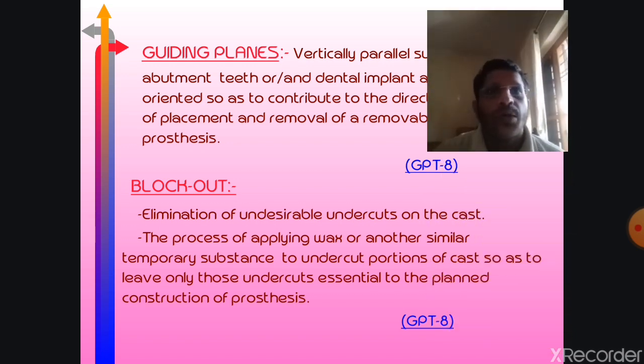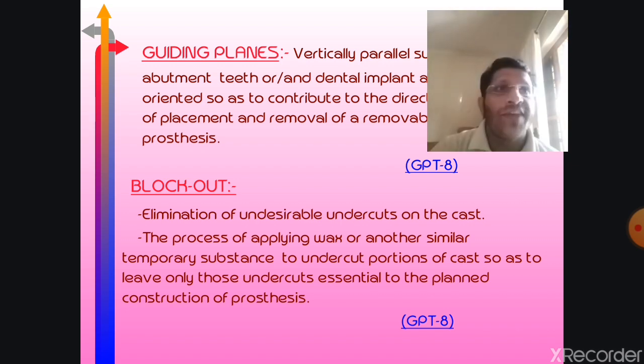Then you have block out. It is elimination of undesirable undercuts on the cast. And the blocking out procedure is a process of applying wax or another similar substance to the undercut portion of the cast so as to leave only those undercuts essential to the planned construction of the prosthesis. So there are so many undercuts.